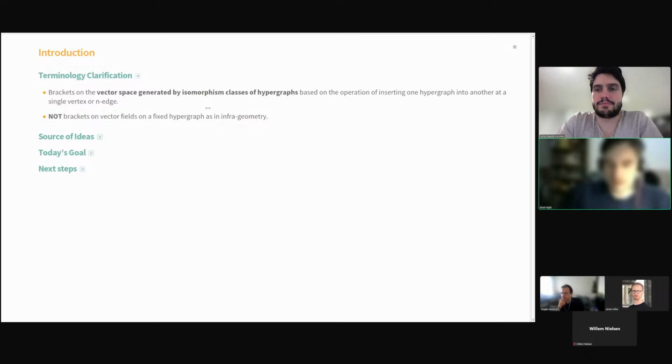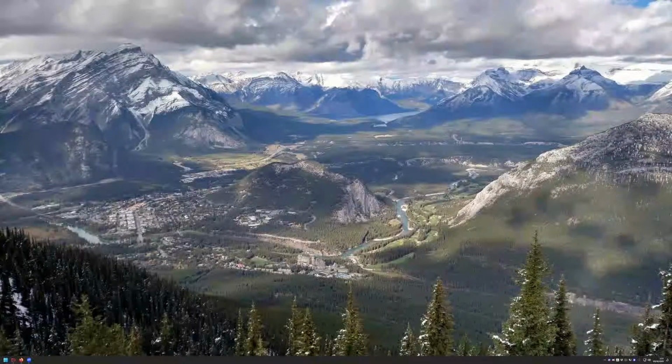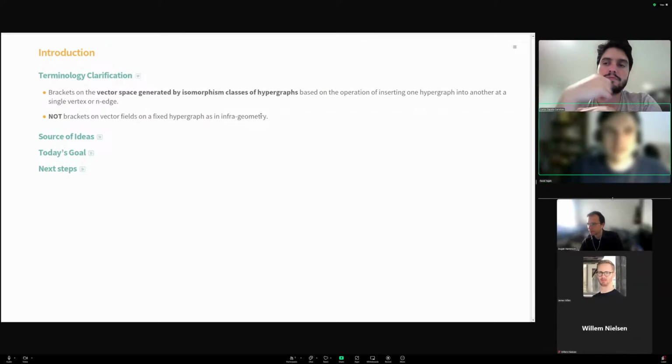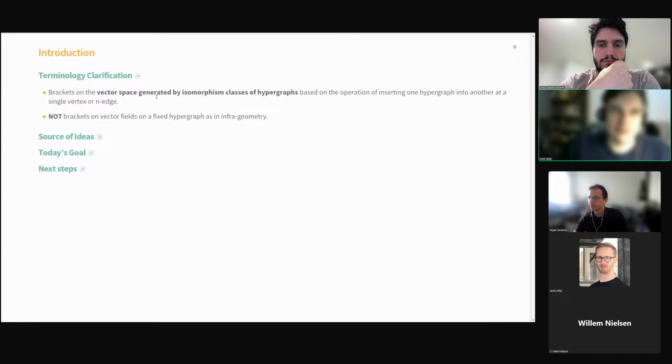So these are two basically places where you could think about finding hypergraphs. The second is from infrageometry. It is based on viewing a hypergraph as a model of some discrete space, considering vector fields on that. And as it is known from differential geometry, vector fields have natural Lie brackets, the commutator of vector fields. But we are going to consider a different situation. In our case, we are going to be computing Lie brackets between linear combinations of hypergraphs.